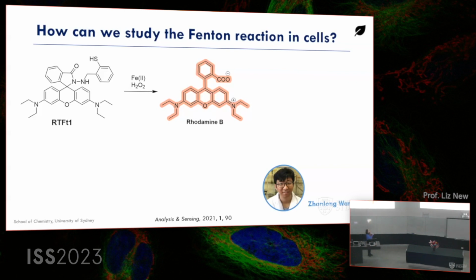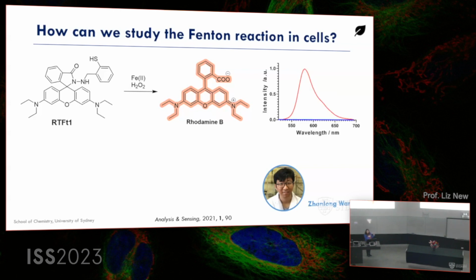And you can see that in the absence of iron, it's in the ring closed form, so it's not fluorescent. But when iron comes along, in the presence of hydrogen peroxide, so this is why we're studying Fenton chemistry, because the Fenton reaction is iron plus hydrogen peroxide, it actually causes the breaking of this bond, and we now get this form here, which is a ring open form and therefore fluorescent. And so we can see this.